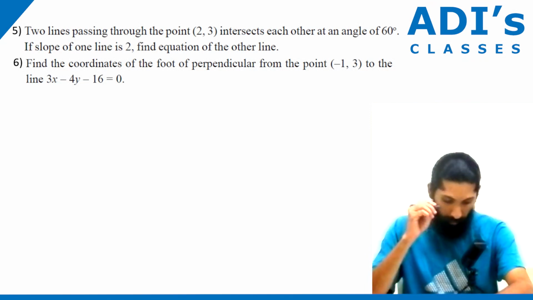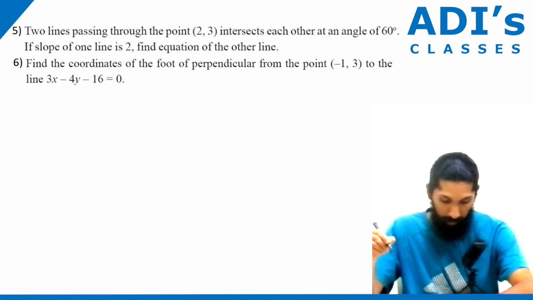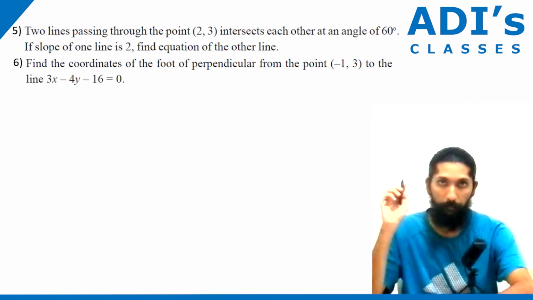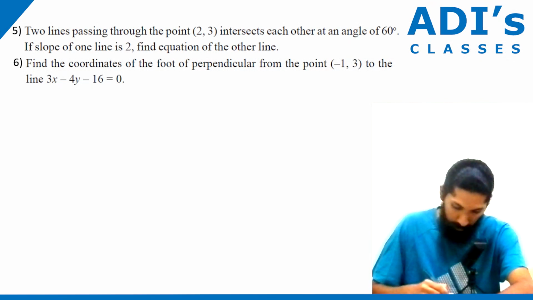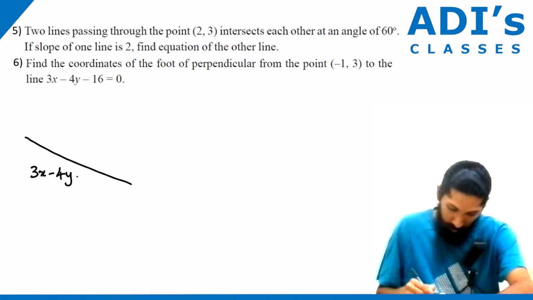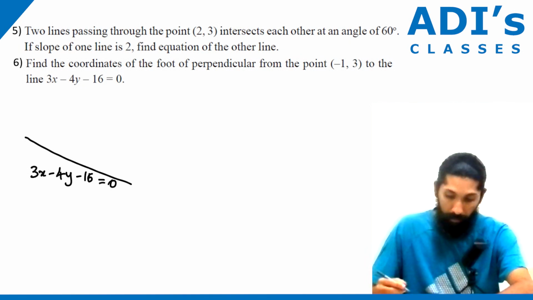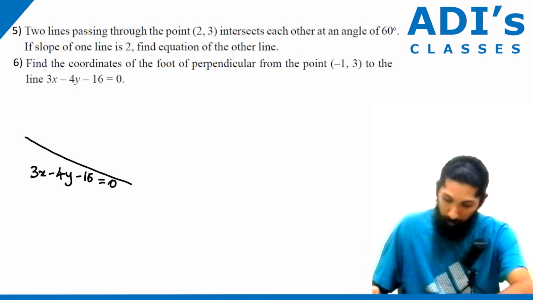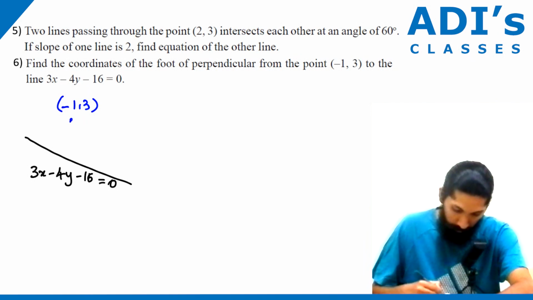See the sixth one. Find the coordinates of the foot of the perpendicular from the point minus 1 comma 3 to the line this minus this, correct? Now what they're asking you is, see, assume this line is given by 3x minus 4y minus 16 is equal to 0. This is the line. Find the coordinates of the foot of the perpendicular from the point. The point is minus 1 comma 3. From here, you are drawing this particular line.